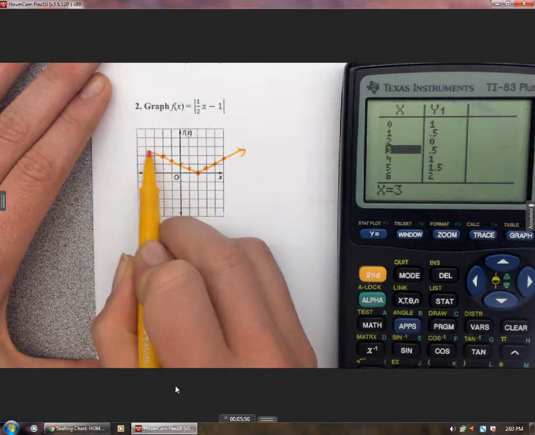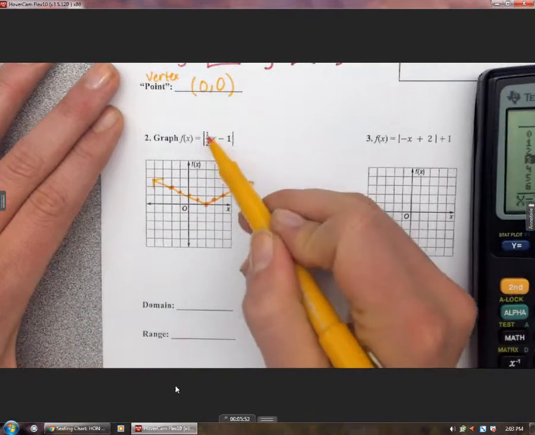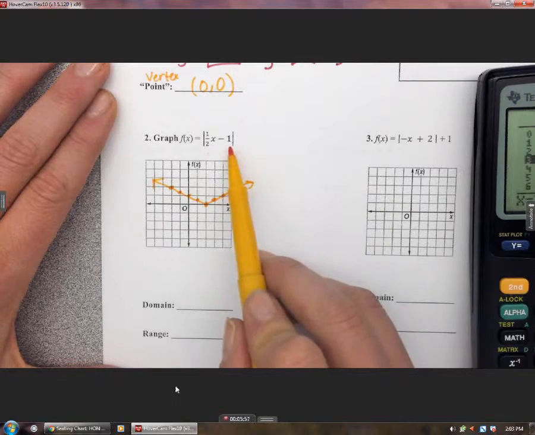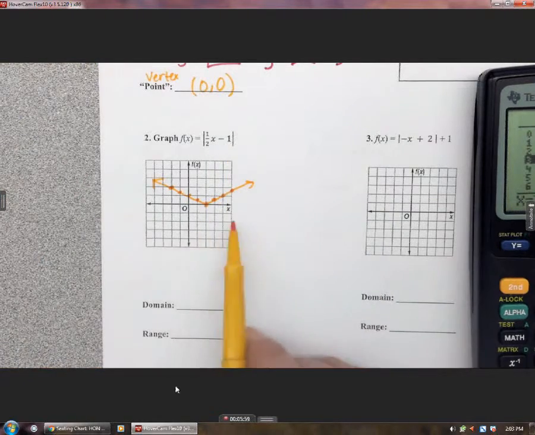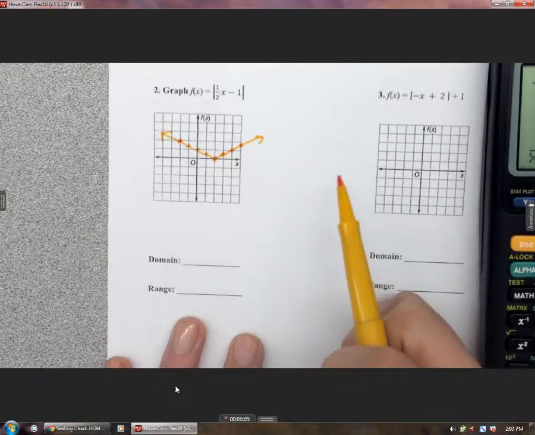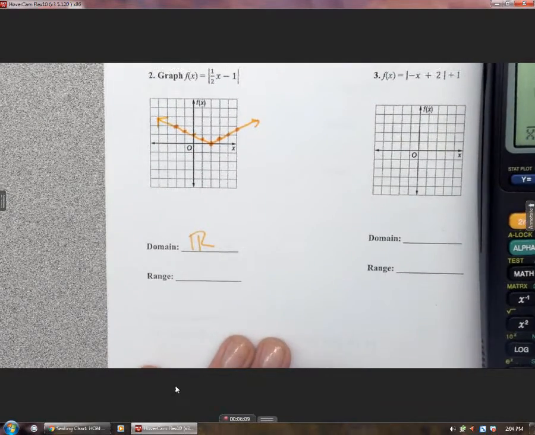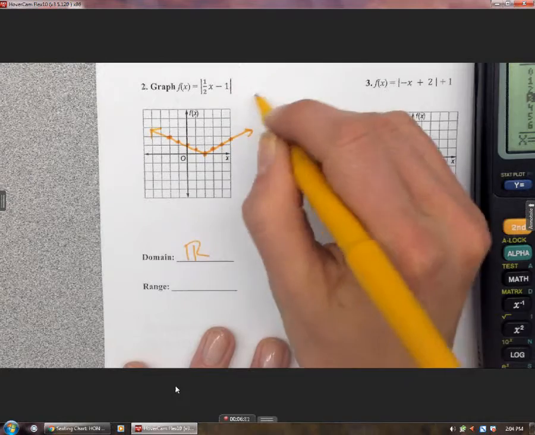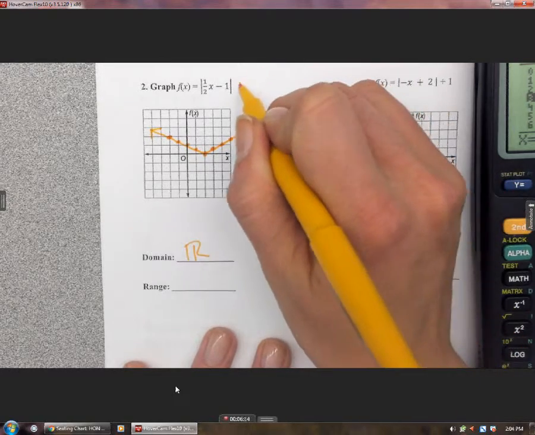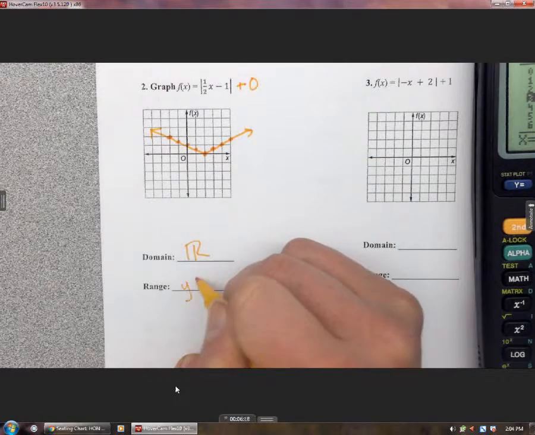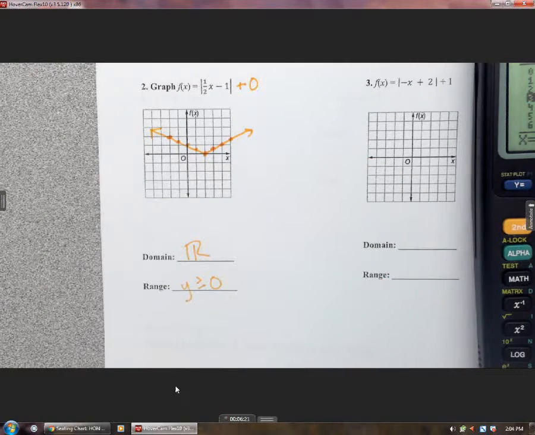So same thing, the slope of this line is 1/2. That's what's making it wider. The fraction makes it wider. The -1 is what's moving us over to the right. The domain is all real numbers. And the range this time, does it have a plus number on the outside? Nope. So it has a +0 again. So it's y is greater than or equal to 0.